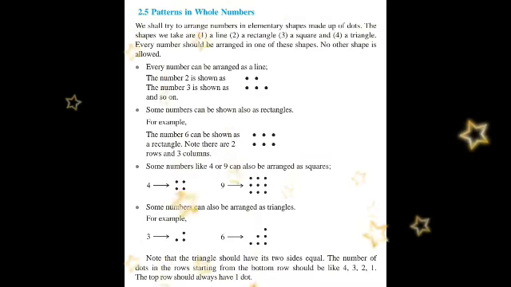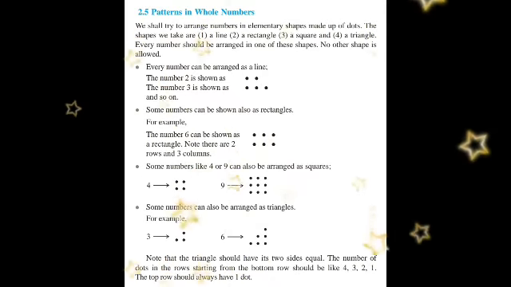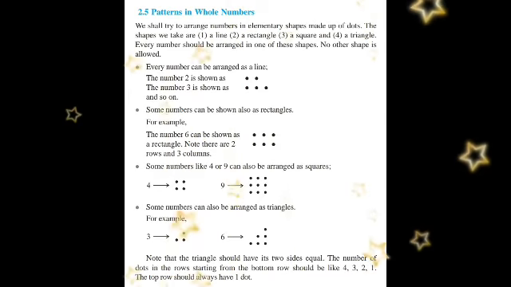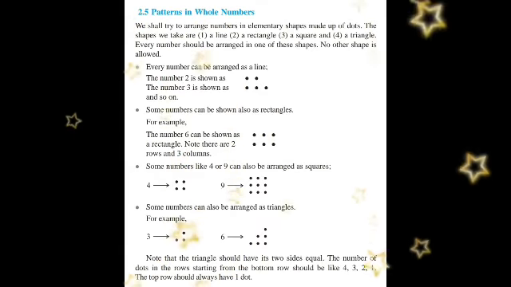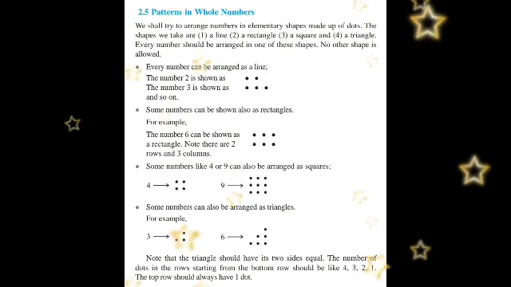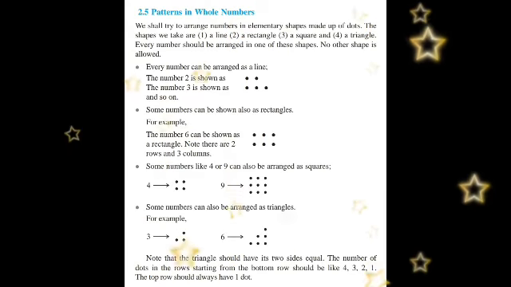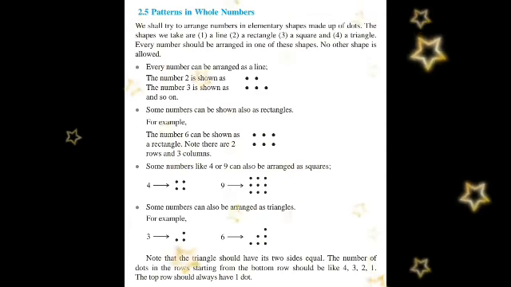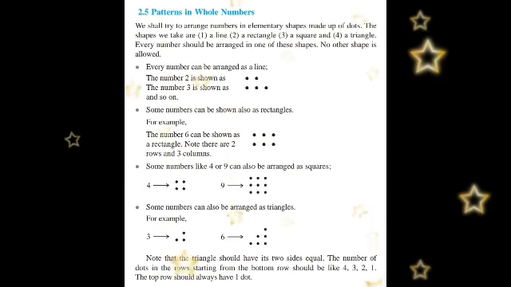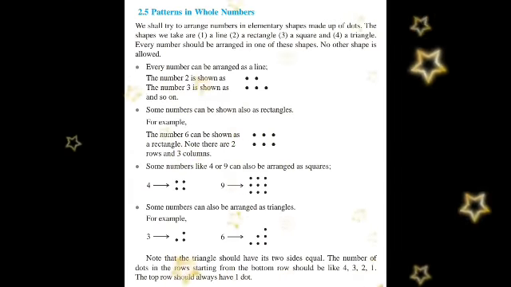Patterns in whole numbers. We shall try to arrange numbers in elementary shapes made up of dots. The shapes we take are: first one a line, second one a rectangle, third one a square and fourth one a triangle. Every number should be arranged in one of these shapes. No other shape is allowed. Every number can be arranged as a line.